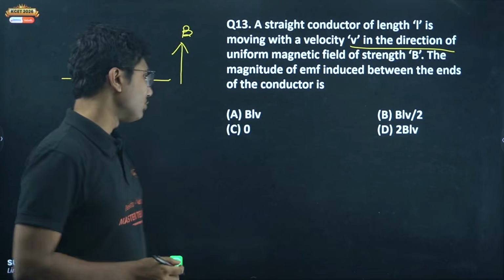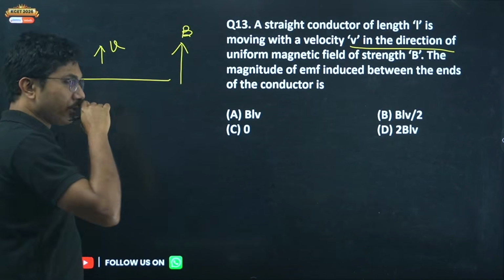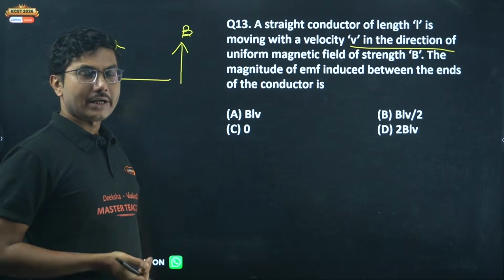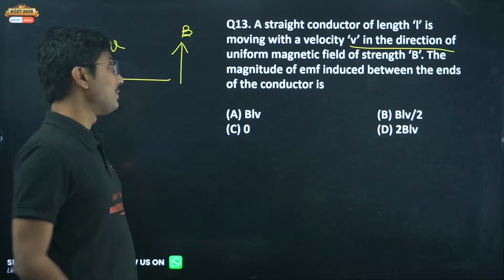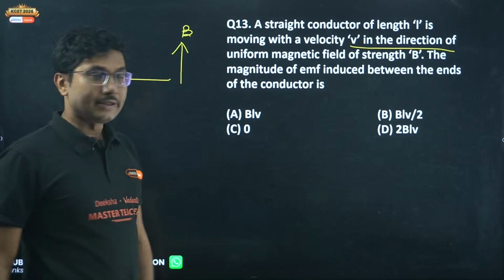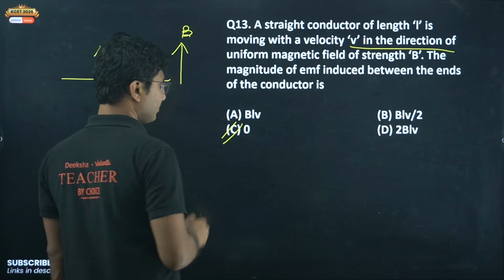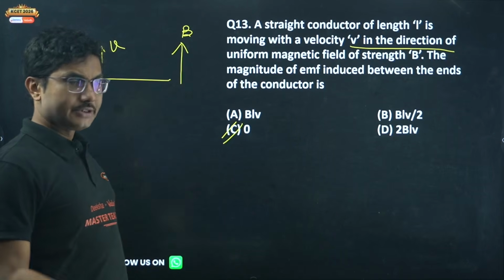Induced EMF will be 0. So the rod has to move perpendicular to the magnetic field, so that there will be an induced EMF. If they are moving in the same direction, then induced EMF will be 0. It is not BVL, it will be 0.